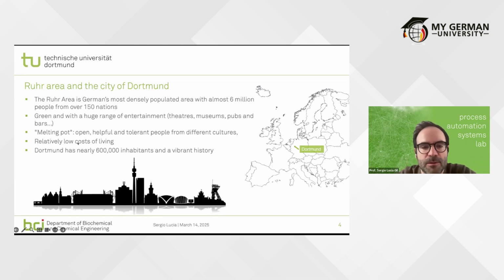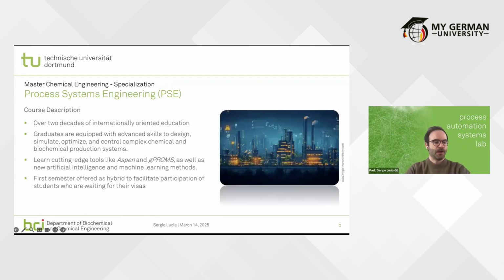It's a melting pot, very helpful to people arriving from different cultures. I myself am also not German. I've been living very happily here for the last years. And as I said before, it has relatively low costs of living, especially if you compare it with other big cities in Germany like Berlin, Hamburg, or Munich. Dortmund itself is around 600,000, but as I said, this is located in a very densely populated area with the neighboring cities.